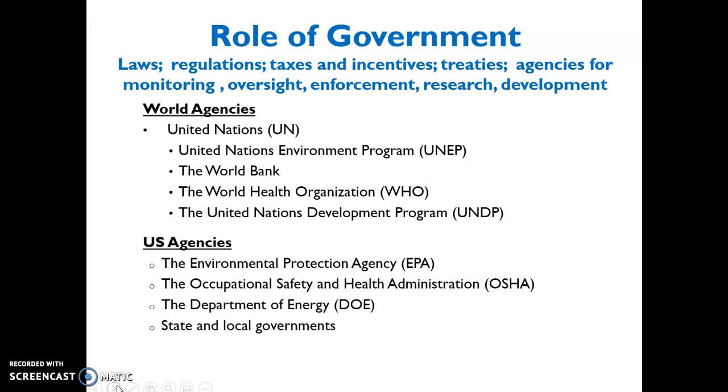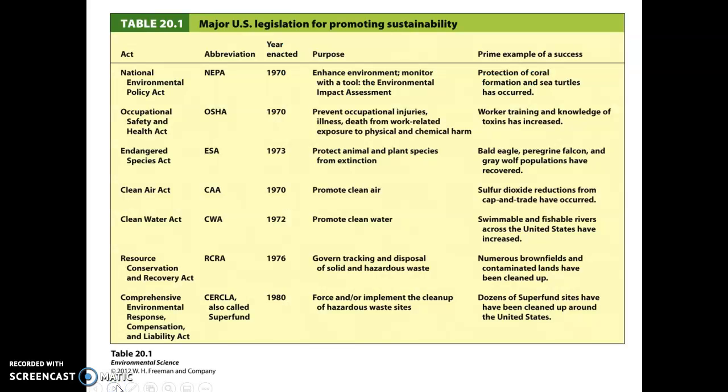All right, so you can take some time if you have the time to read through the role of government, but basically it comes down to laws, regulations, taxes, which are disincentives, and incentives, like we will give you some money if you lower your miles per gallon of your fleet. Sometimes it involves treaties among nations, and we can't forget that you need to have agencies to actually monitor and enforce these regulations and laws, and hopefully to research and develop new standards.